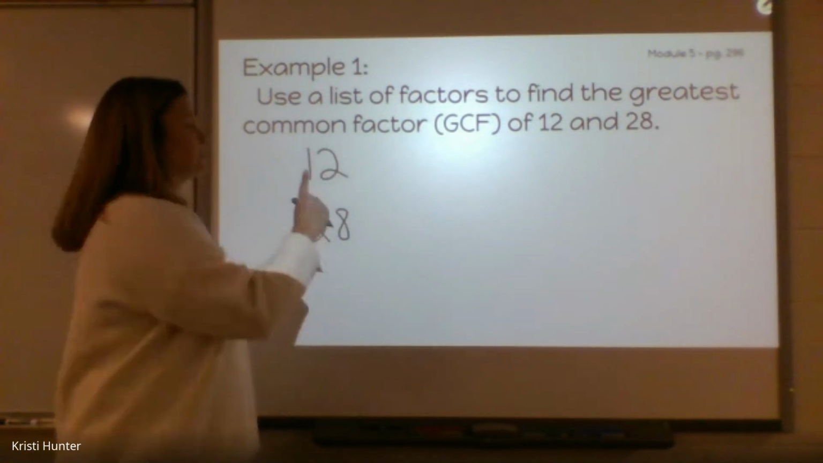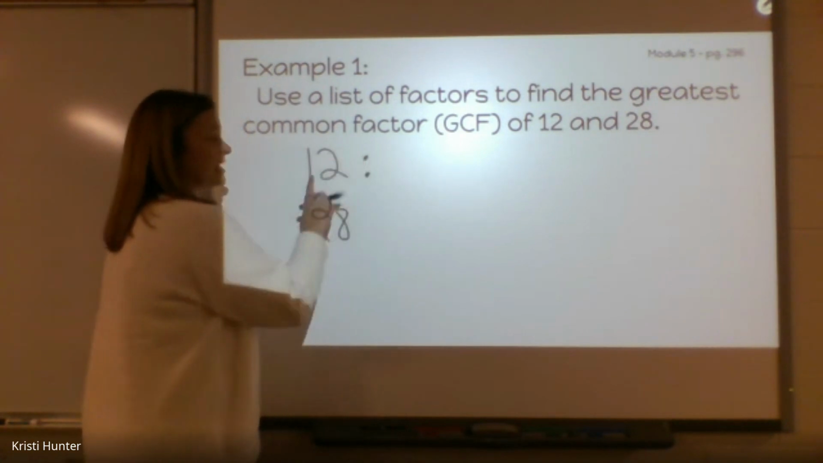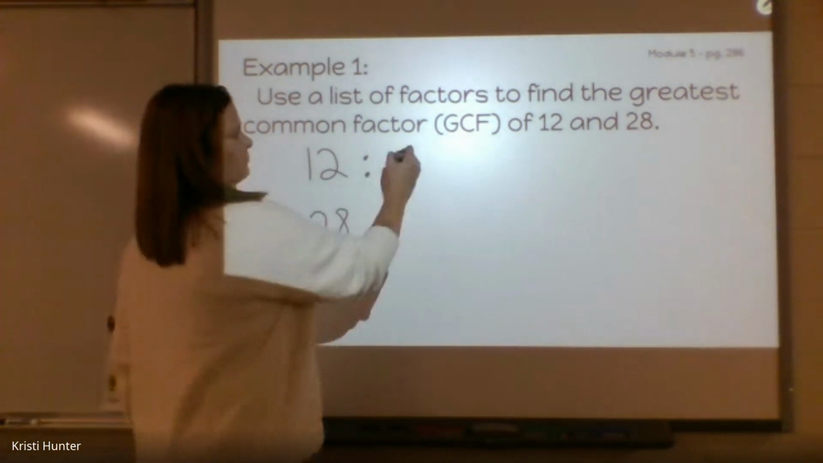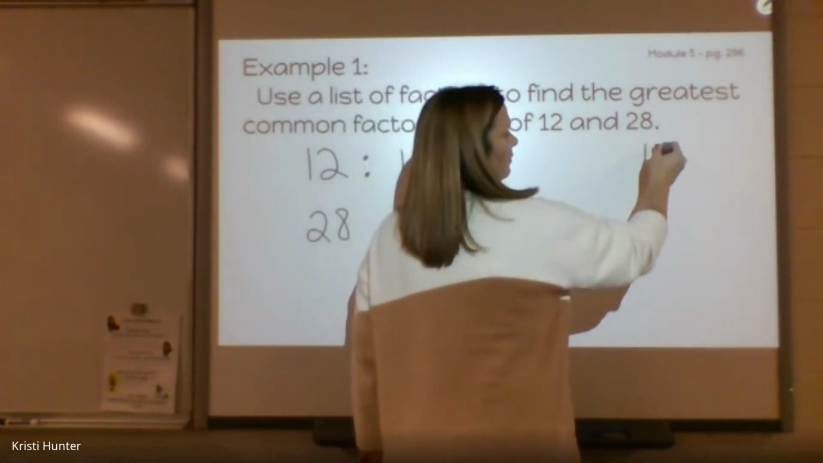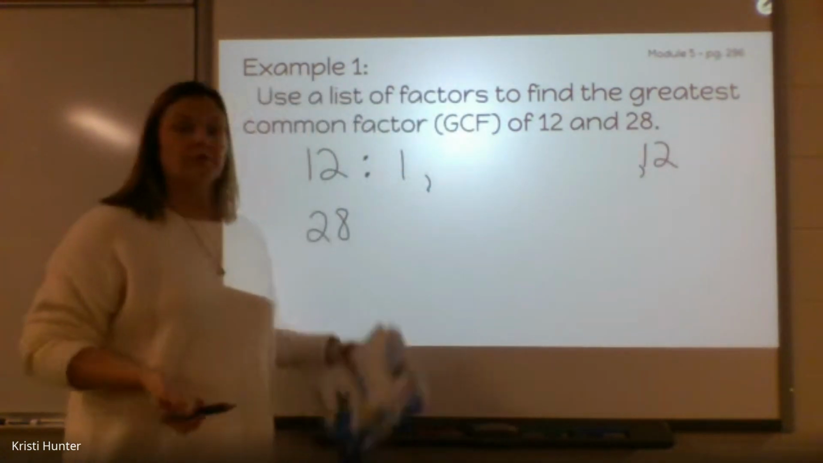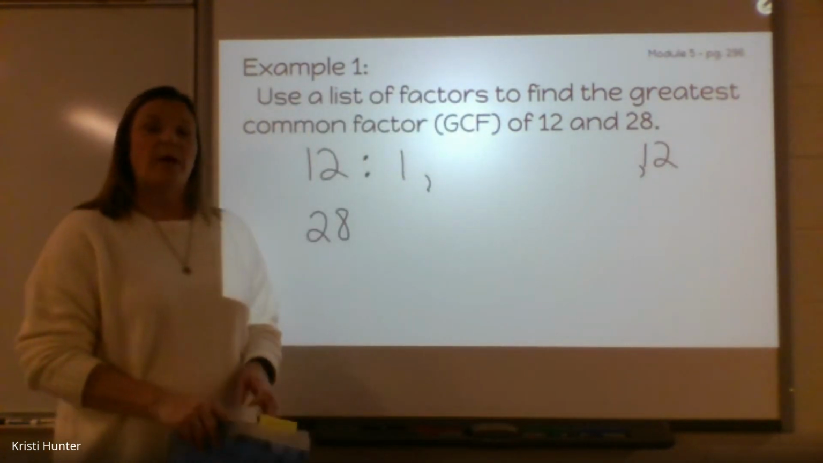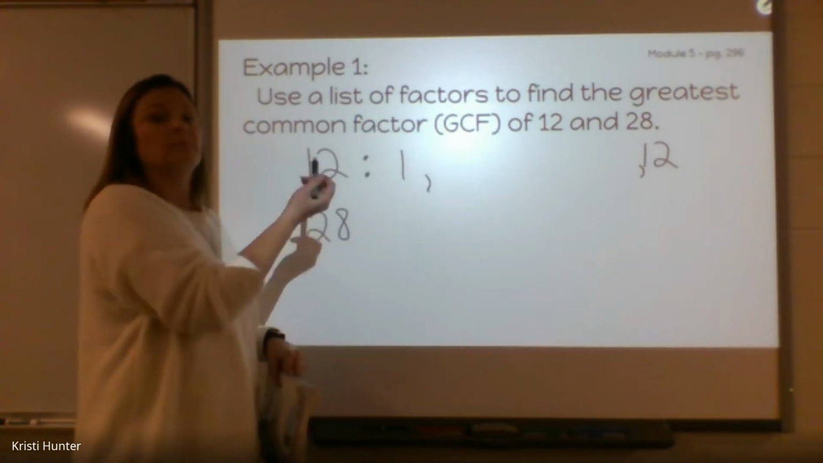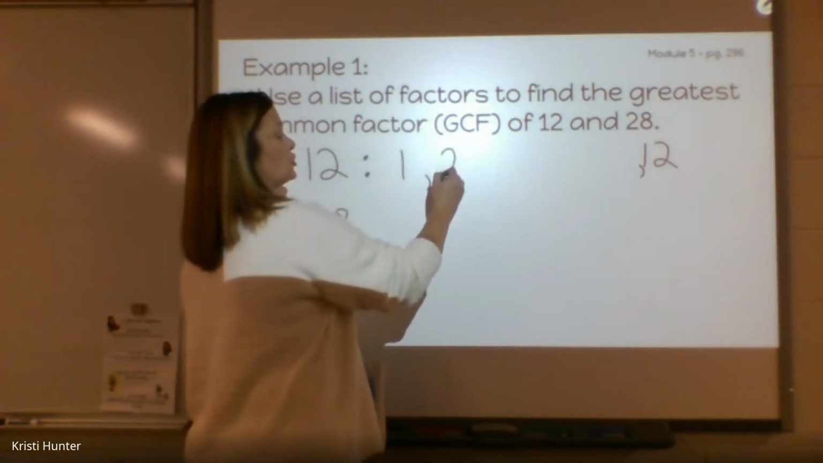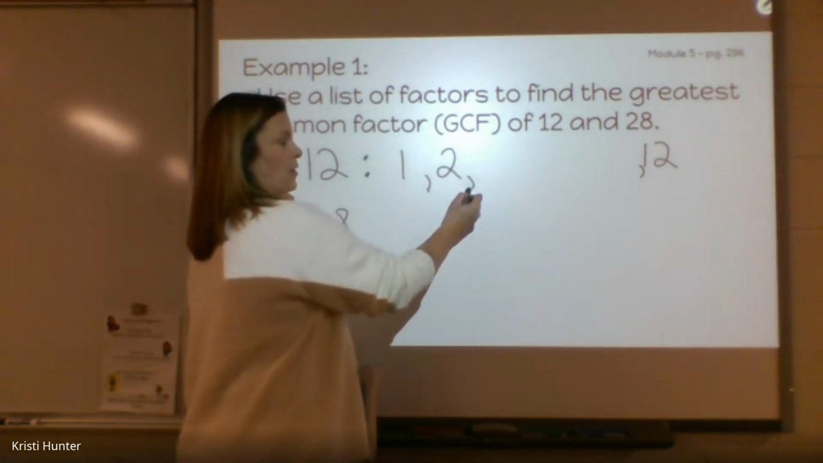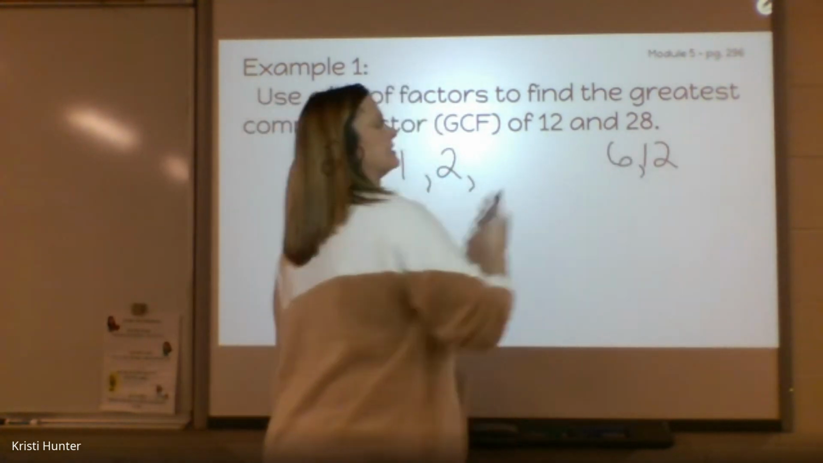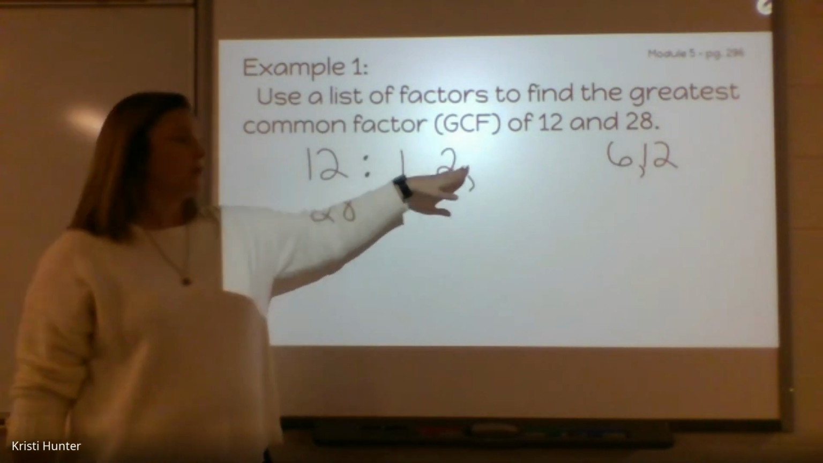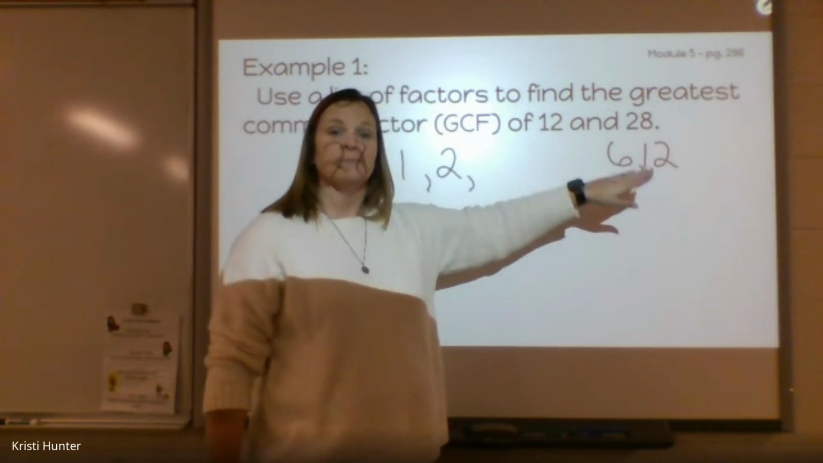So what I'm going to do is create a list of all the numbers that go into 12 and 28. When I think about the number 12, probably the easiest thing is to say, well, 1 times 12 would give me 12. Now I'm going to go to the next number, 2. Does 2 go into 12? Yes, it does. It's an even number. 2 times what gives me 12? Well, that would be 2 times 6. Notice as I'm making my list, I'm going from low number to high number. What do I multiply it by?